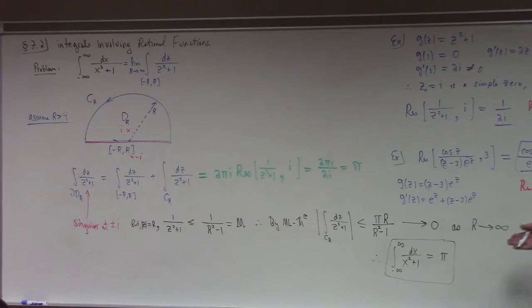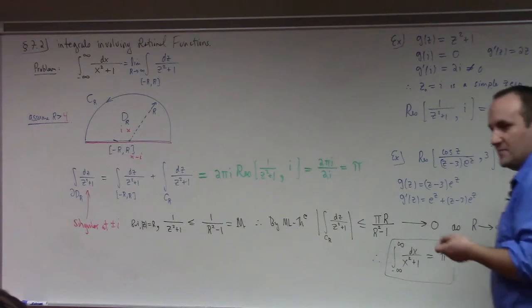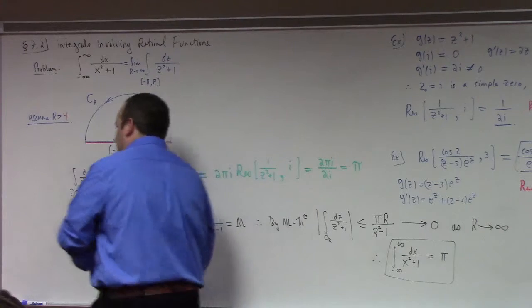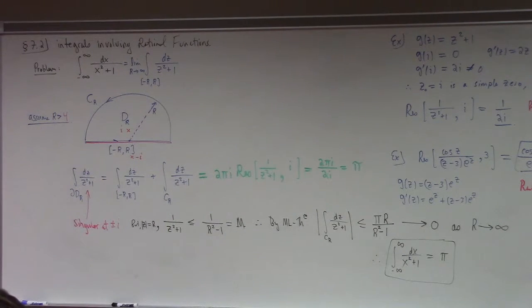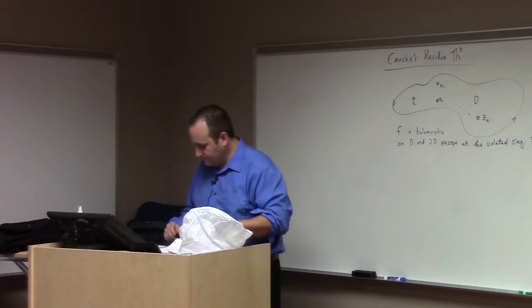Of course, the standard solution isn't that hard either, is it? It's inverse tangent of x. As you go to plus infinity, you get pi over 2. Then you subtract the minus pi over 2 at minus infinity, so you get pi. It's an easy Calc 2 problem also, but I think it's nice to see how it works out in residue theory, yeah?